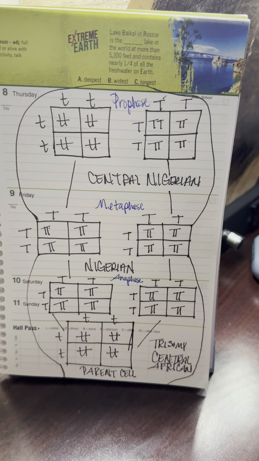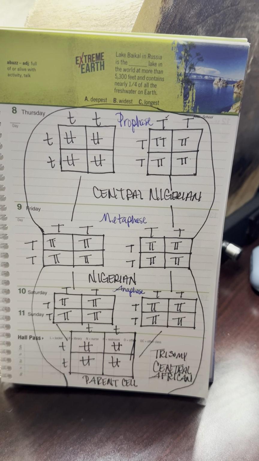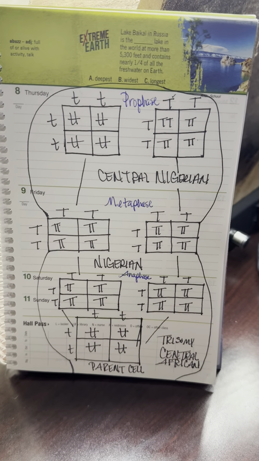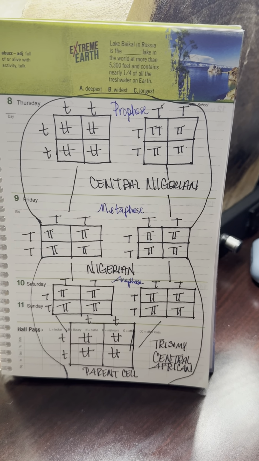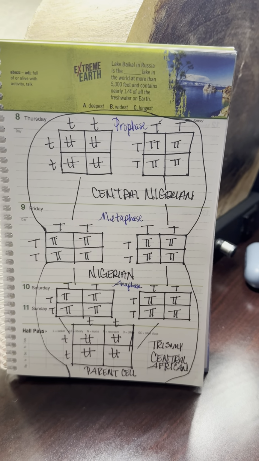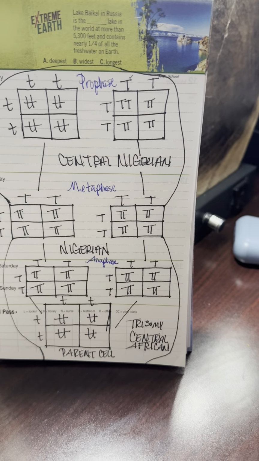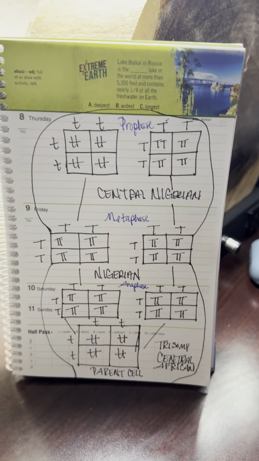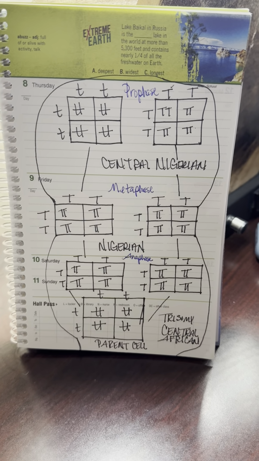So what we're going to discuss today is the punt squares. When it comes to a punt square, it determines the genotype and the phenotype of a person. The phenotype and the genotype is basically the genetic makeup and the physical outside look.